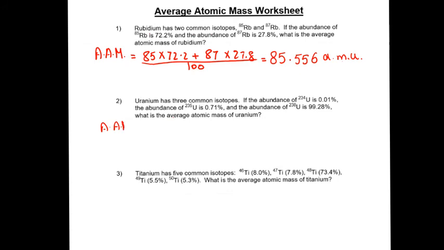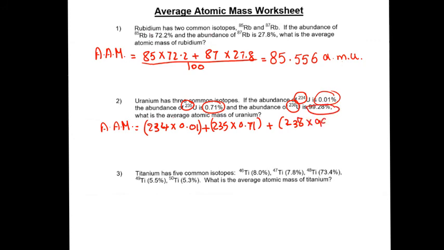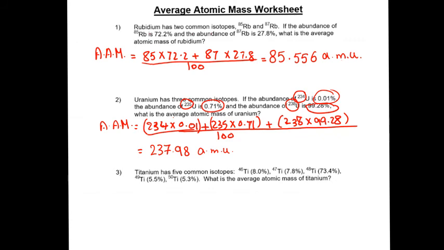Average atomic mass equal the mass number multiplied by the abundance of each isotope. 234 multiply 0.01 plus the second isotope mass number multiplied by its abundance. 235 multiply 0.71 plus 238 multiplied by the abundance 99.28, and all these calculations should be divided by 100. You will get the answer 237.98.